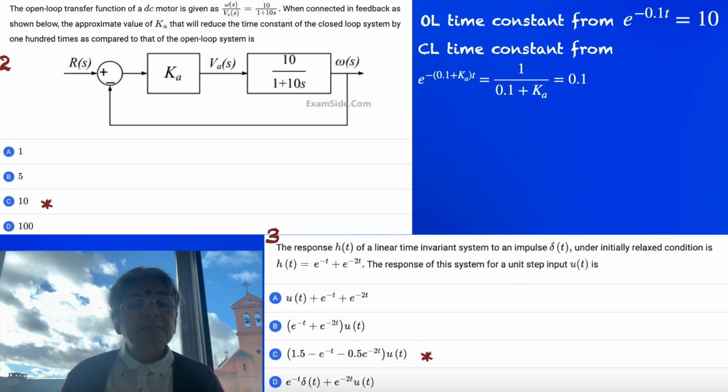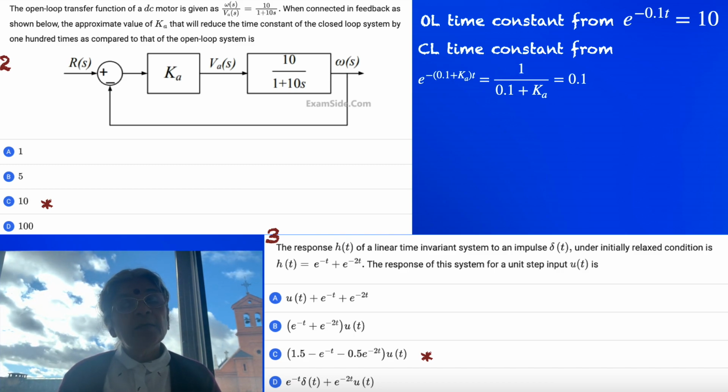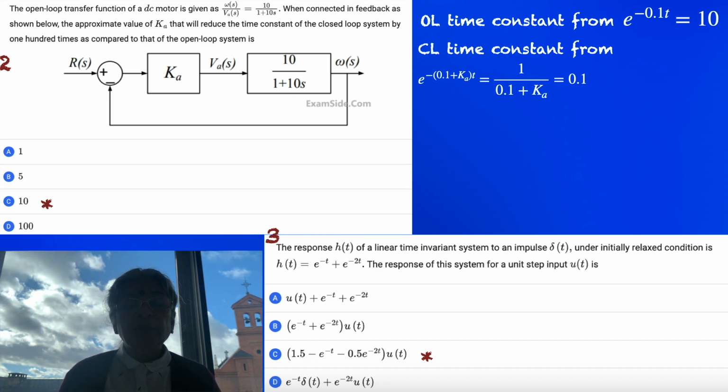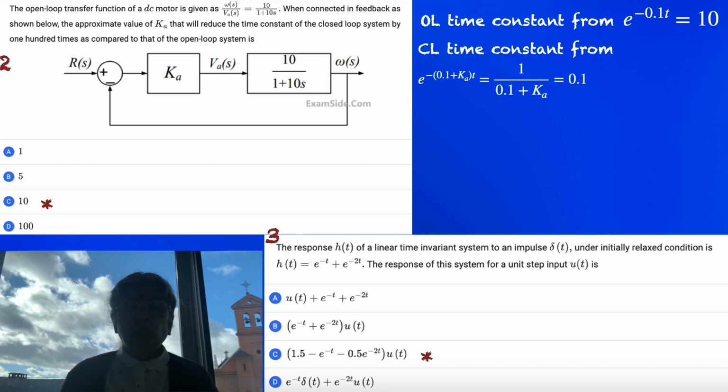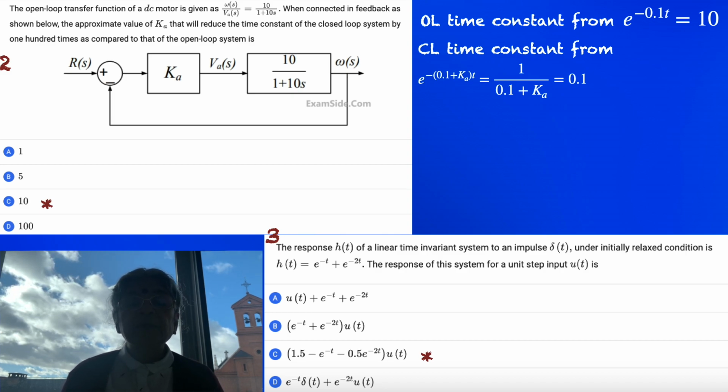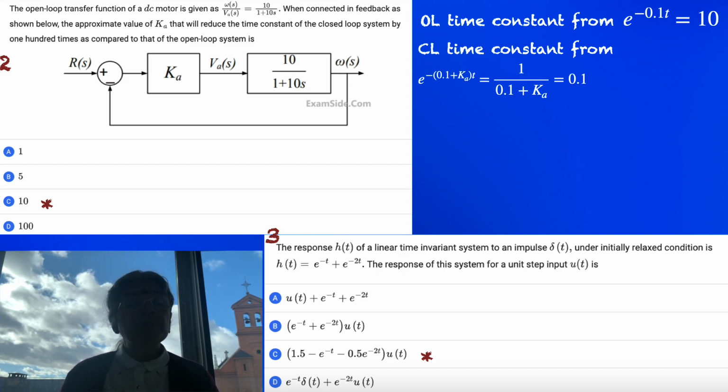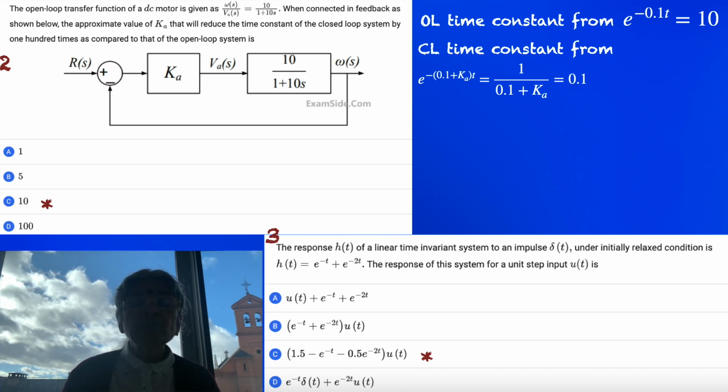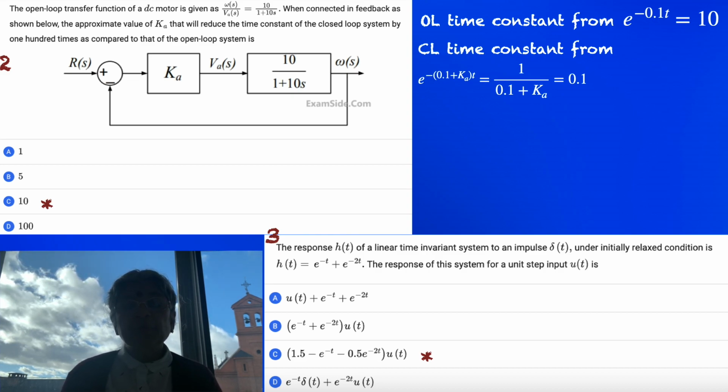There's a unity feedback system, negative of course. K is a magnifier, and then we have V(s), which on passing through the block 10/(1 + 10s) gives us the output ω(s). Looks like a tachometer or something like that. The open loop transfer function of a DC motor is given as ω(s)/V(s) equal to 10/(1 + 10s). When connected in feedback, as shown below, the approximate value of K that will reduce the time constant of the closed loop system by 100 times as compared to the open loop system. That's a very good application for reducing the time constant by 100 times, so immediate response is possible.